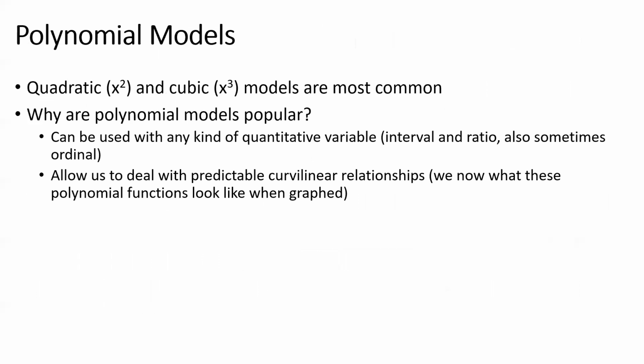Polynomial models. The quadratic model we've already kind of talked a little bit about. It is connected to the logarithm of it, and cubic models are the most common. So what we're essentially doing is we are squaring or cubing our independent variable values. And why are they popular? Because sometimes functions are nonlinear. They can also be used with any kind of quantitative variable rather than only ones that are measured at the ratio level. We've never worried about this. We've treated interval and ratio variables as the same.